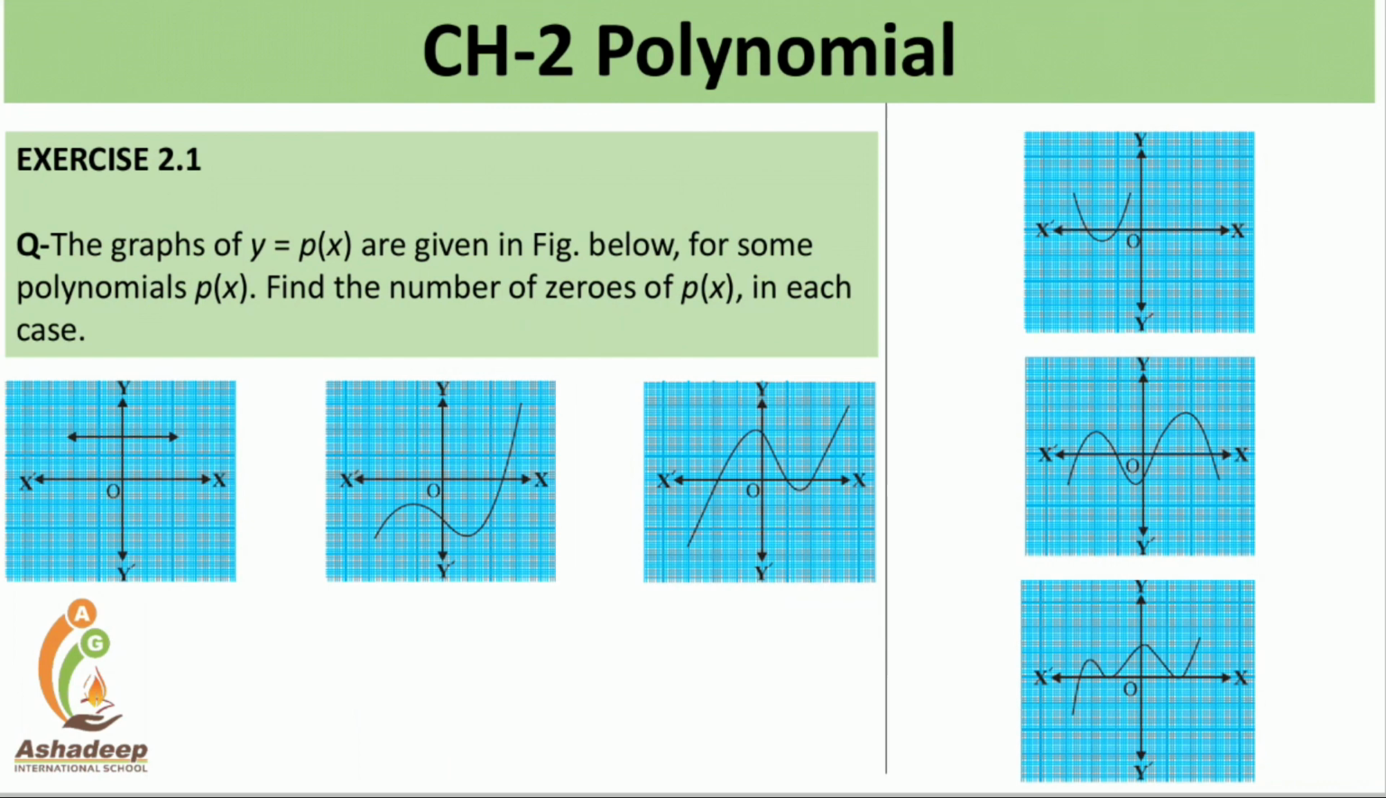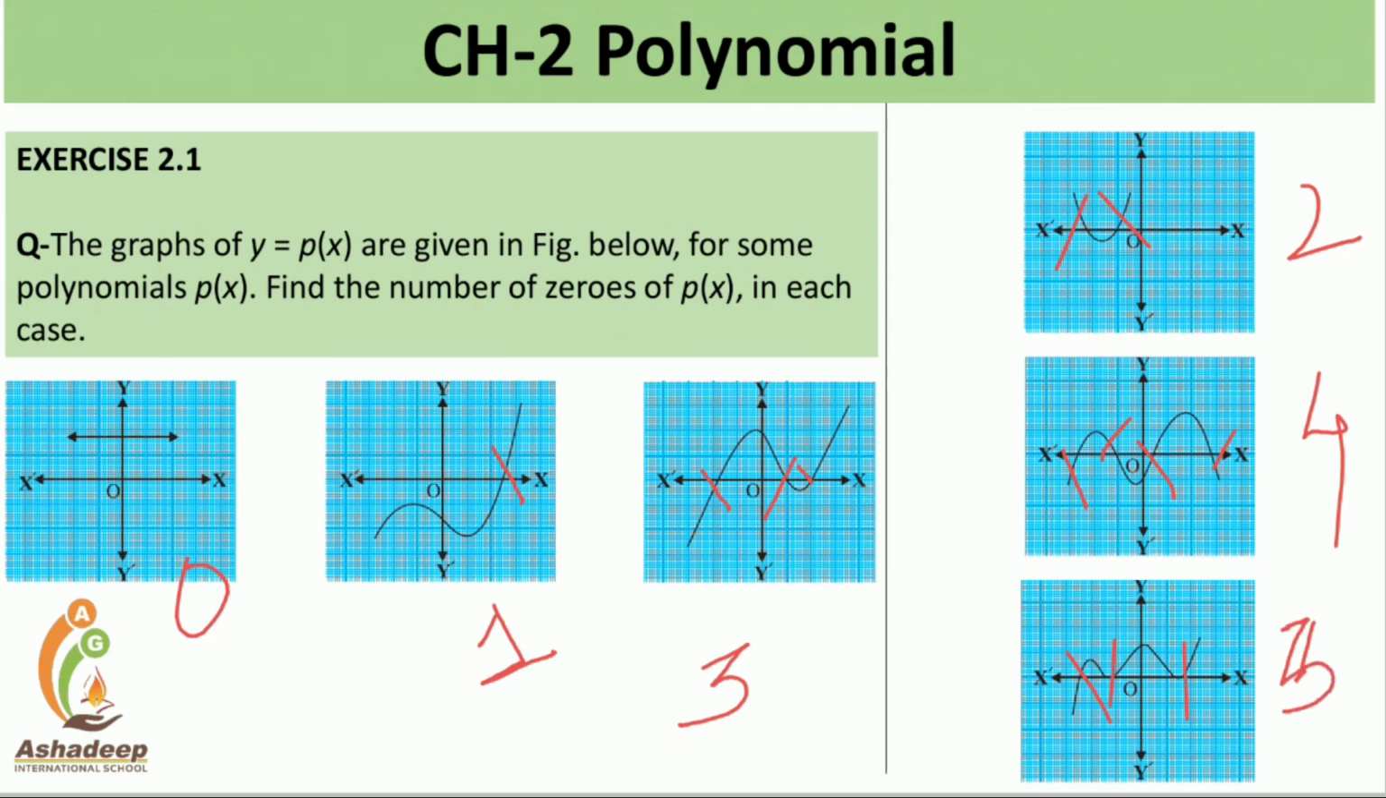Here we see the examples. It does not touch the x-axis, so the number of zeros is 0. Here it touches at 1 point, so the number of zeros is 1. It touches at 1 point, 2 points, and 3 points, so it has 3 zeros. It touches exactly at 2 points, so this graph has 2 zeros. It touches at 1, 2, 3 and 4 points, so the number of zeros is 4, and it touches at 1 point, 2 points and 3 points, so the number of zeros is 3, right?